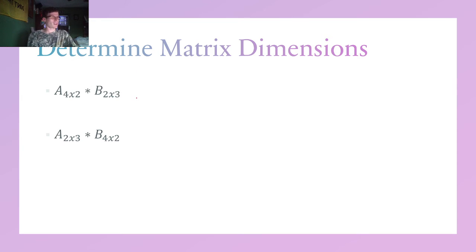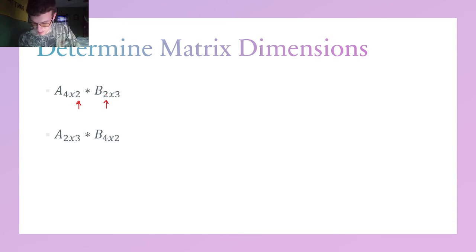All right, determine the matrix dimensions. So remember, when we're determining matrix dimensions, we're determining what the final matrix is going to be when we multiply the dimensions together. Key thing about multiplying matrices: you have to have the same number of columns in your first matrix as there are rows in your B matrix. If these two numbers are not the same, the multiplication will not work, okay?